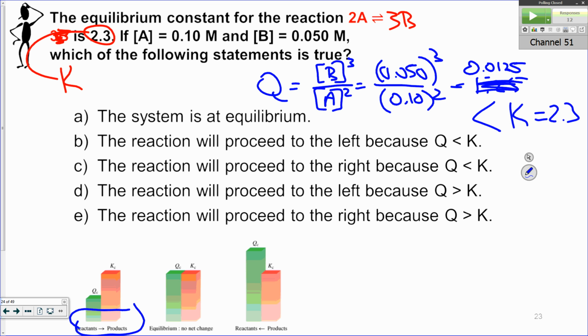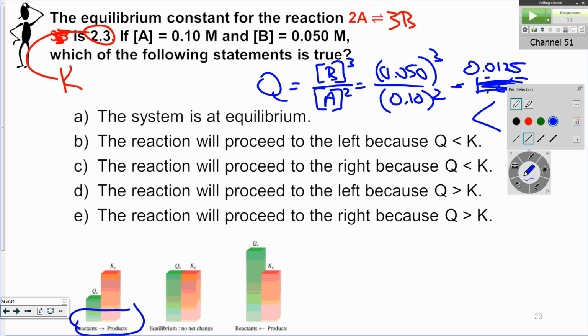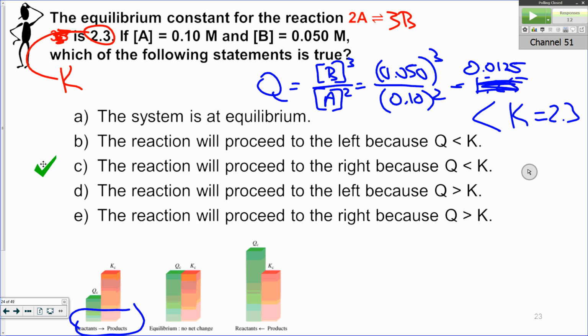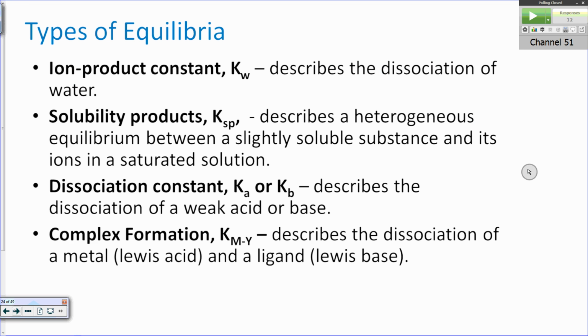Yeah, so our clicker shows us that. Wouldn't that be the third one? Well, it's the one where K is greater than Q. Yeah, so that means it's going to proceed to the right, and K is greater than Q. Okay. Not bad. Three quarters of the class gets it.